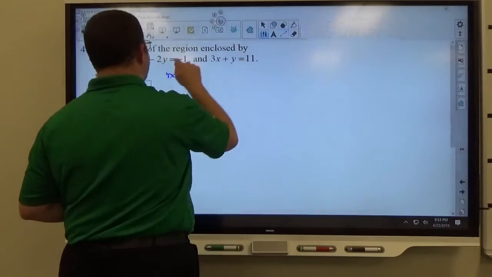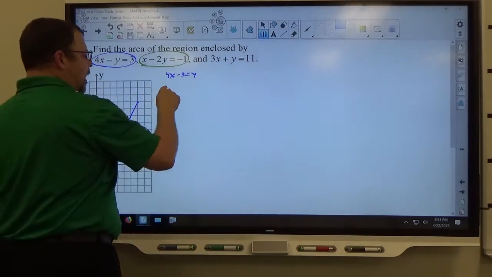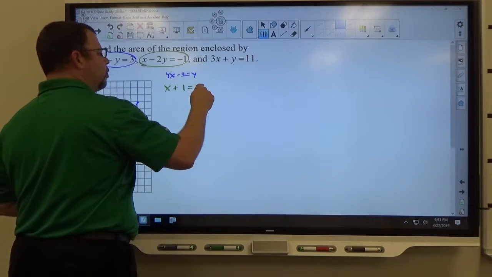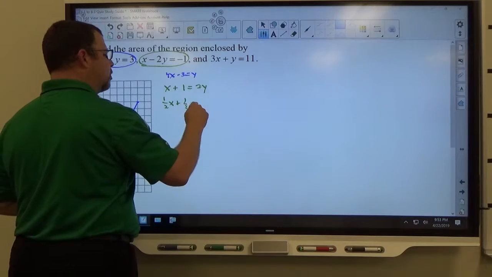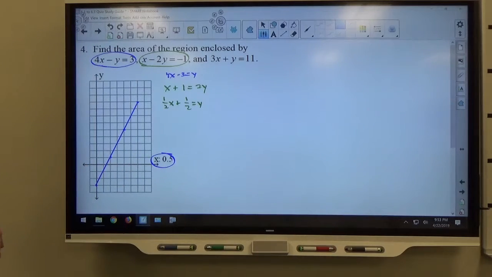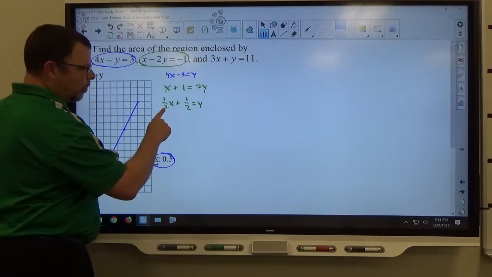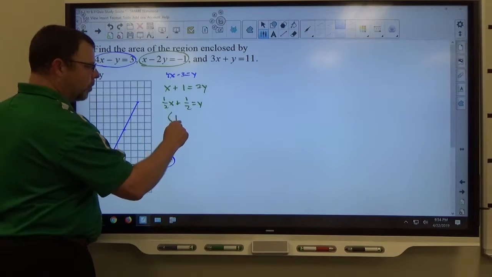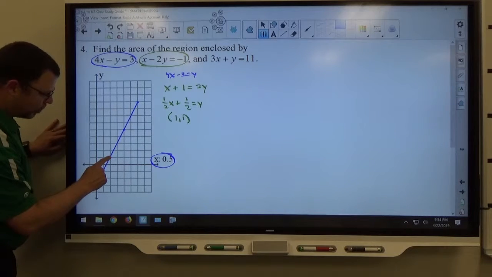If we move on then to the second function, I want that to say y equals, so I'm going to say x plus 1 equals 2y. Divide everything by 2, so I get 1/2 x plus 1/2 equals y. So I have a y-intercept of 1/2 and a slope of 1/2. I'd rather find a pretty point that's easy to work with. If x equals 1, 1/2 times 1 is 1/2 plus 1/2 is 1. So 1, 1 is a point on this graph. So 1 right, 1 up, which would be right here.